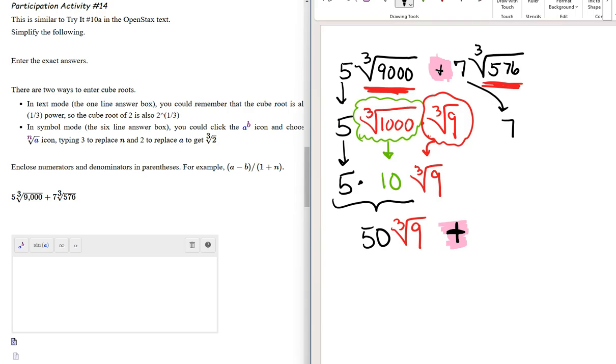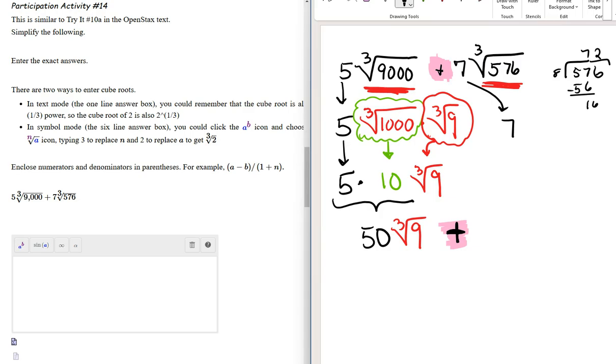Does 8 divide into 576? And I'm going, 8 goes into 576. This is me without my calculator. 8 times 8, 8 times 7, that's 56. And 8 goes into, oh yeah, it does, 72. So 8 goes into 576 72 times.